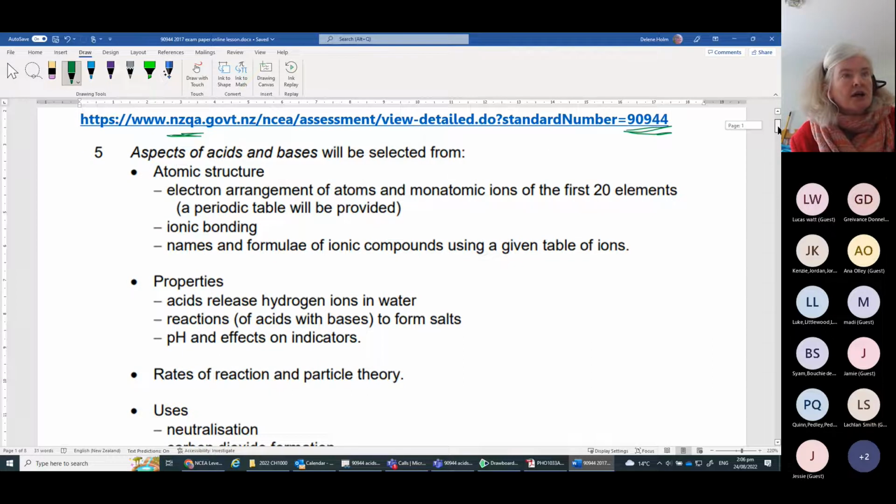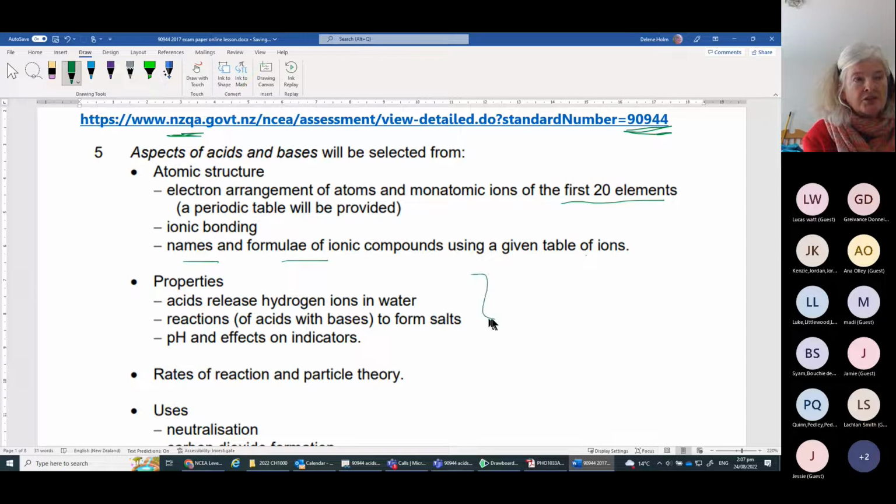Okay, so what do you need to know? You need to know the atomic structure and up to the first 20 elements for the electrons and ions. You will need to know some other elements as well, but the electron arrangements will only be limited to the first 20 elements. And you need to be able to write the name and give the formulae, but it'll only be limited to what is given in the resource booklet.